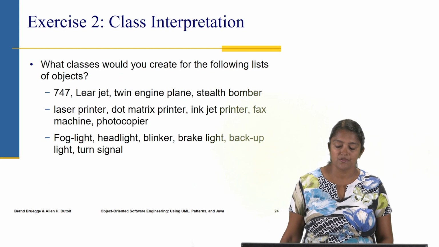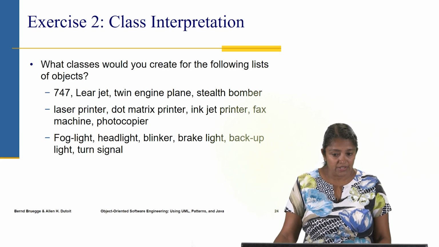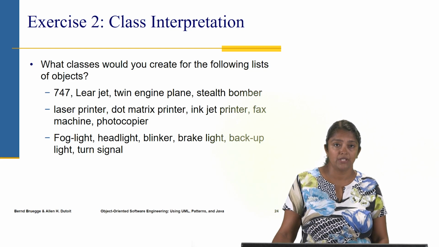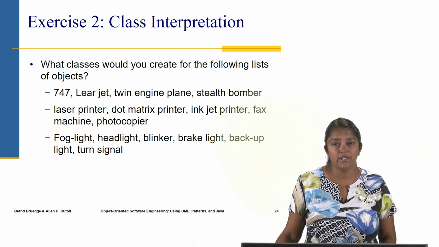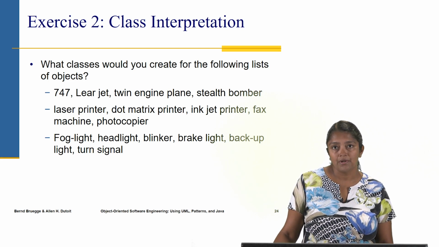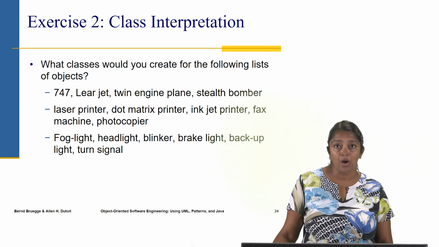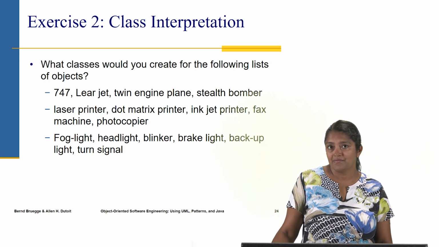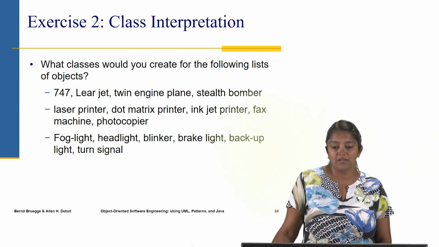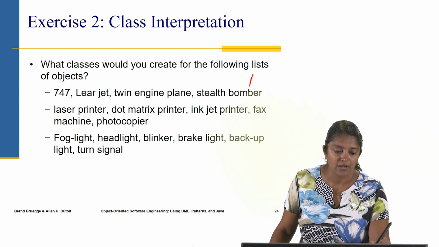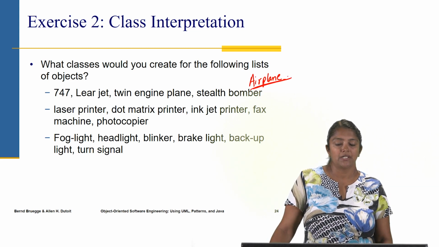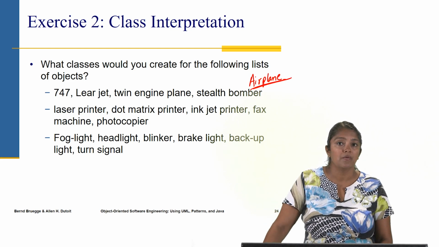Here's our second exercise, wherein we are given some objects and we have to identify the class that these objects belong to. The first one is a 747, Learjet, twin engine plane, stealth bomber. So these are objects. They all have certain similar properties that you can see from the name. So we can put all of them into a class called airplanes. They're all similar objects that can be grouped under this class called airplane.